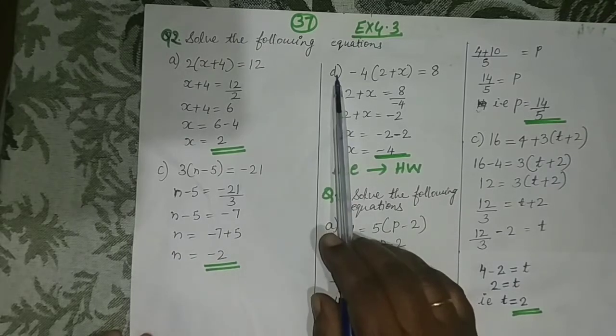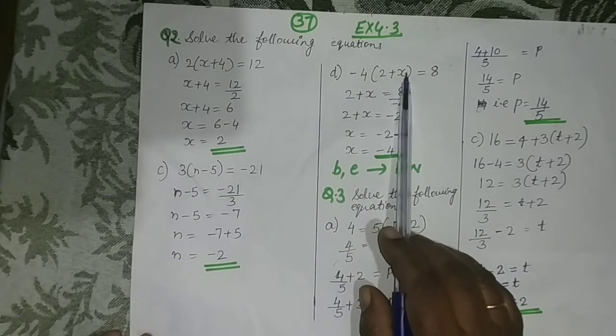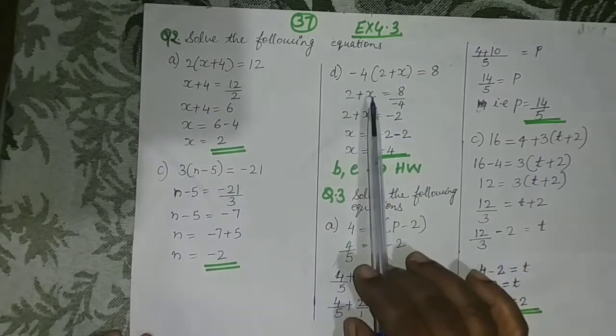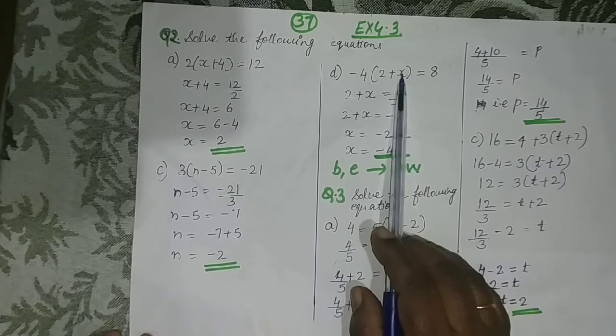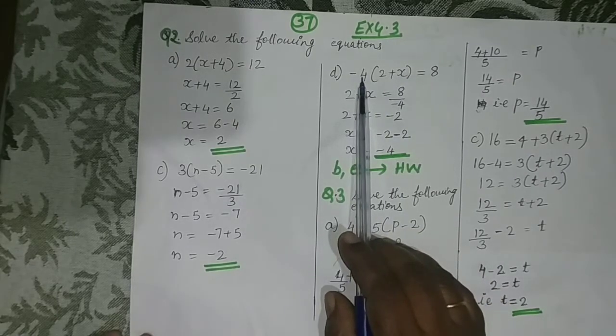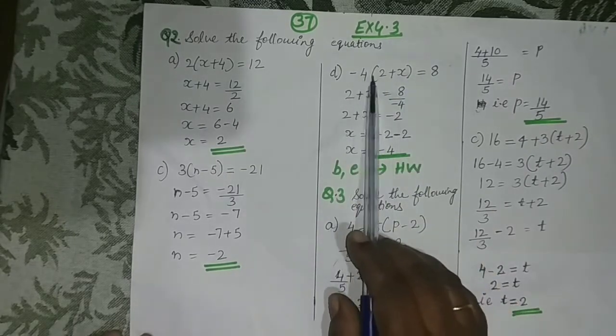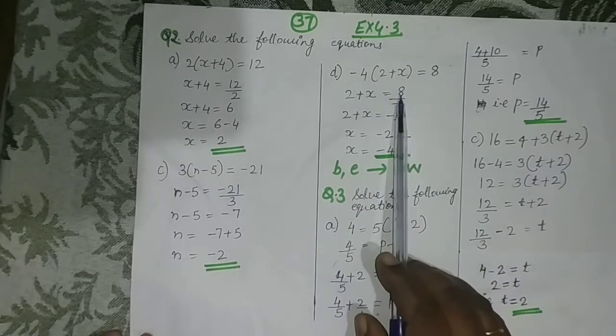So now next D. Minus 4 into 2 plus x is equal to 8. Same type of question only. Here minus 4 is multiplied with the 2 plus x in LHS. We are sending this minus 4 from LHS to RHS. Here it is multiplied. When it goes to RHS, it will divide.